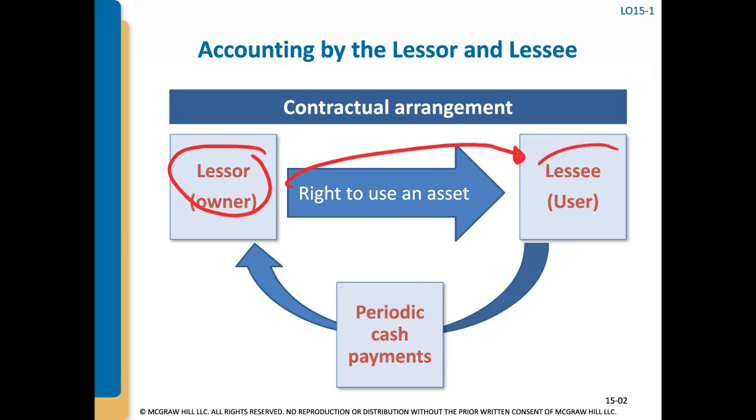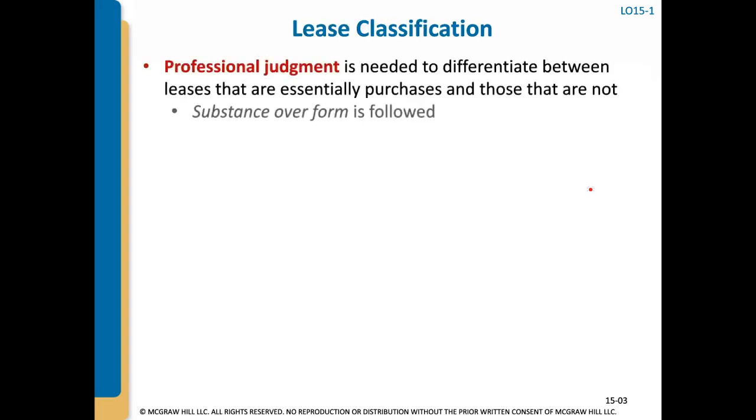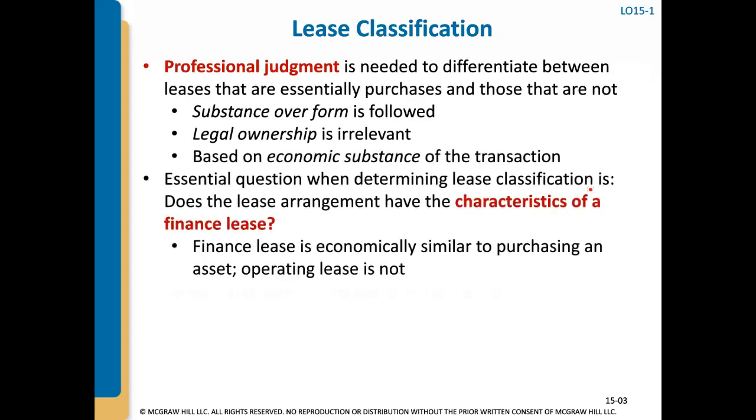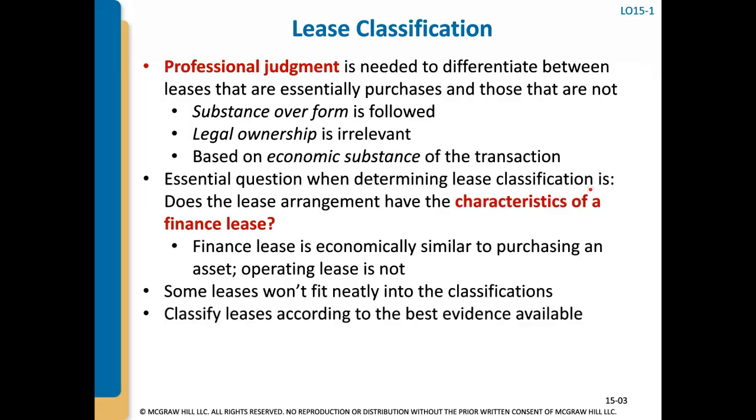If you rent an apartment, you are the lessee and the owner is the lessor, and they give you the right to use the apartment. And in return, you as the lessee give the lessor some sort of cash payment on a periodic basis. In accounting, there's a lot of professional judgment that's needed to differentiate between leases that are actual rental agreements, if you will, or if they're essentially more like a sale.